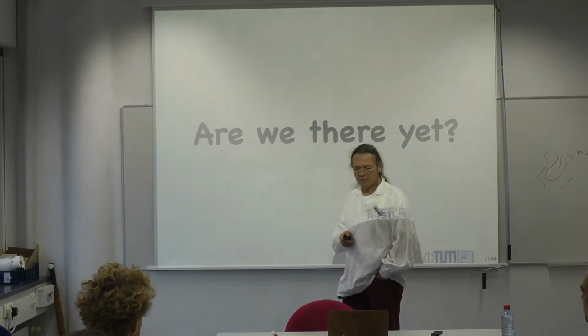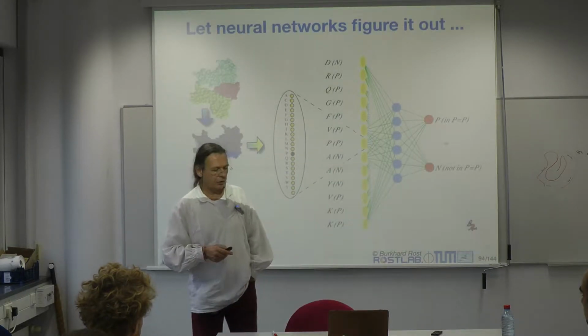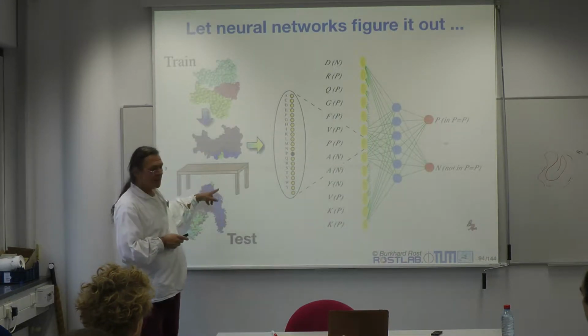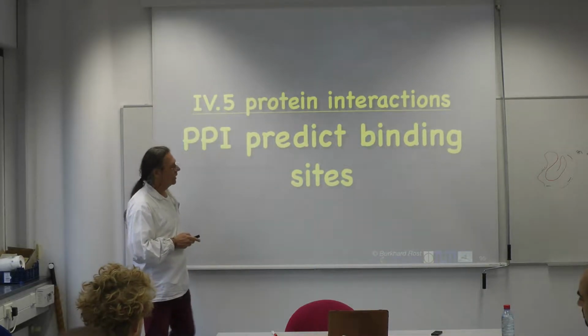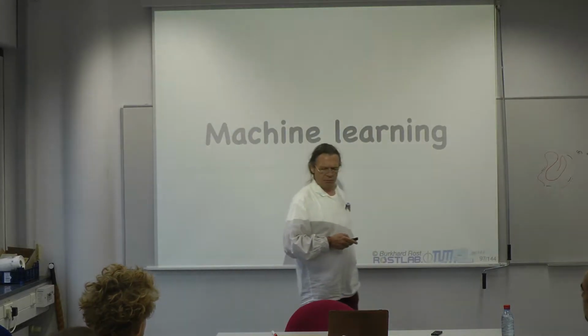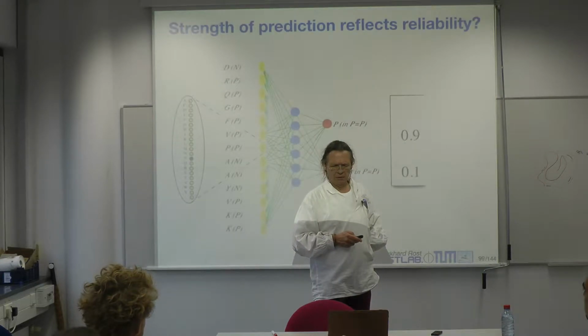Okay, now are we there yet then? Well, then we have to do cross-validation, right? We have to sort of hide some of our data under the table. And then essentially we get into a loop.